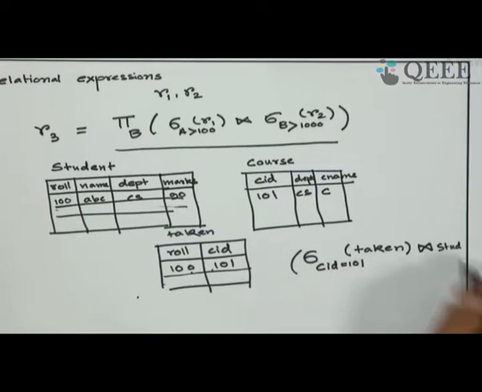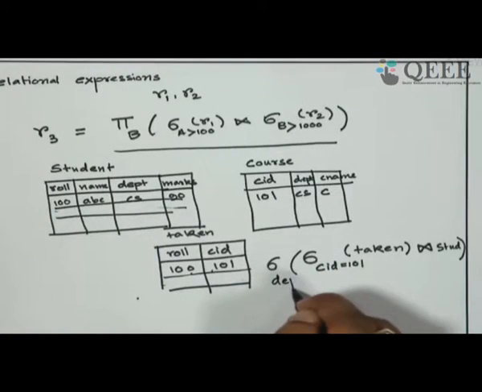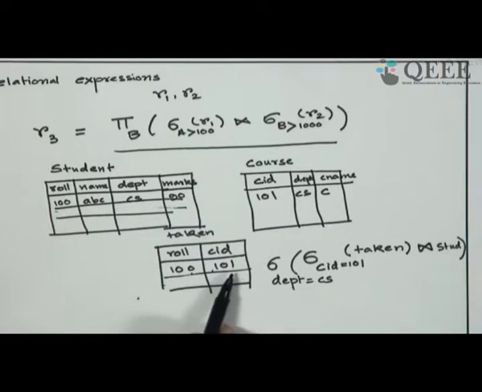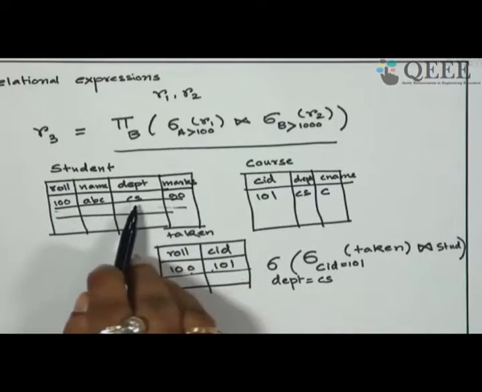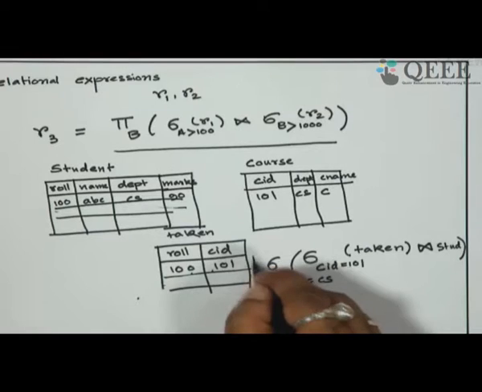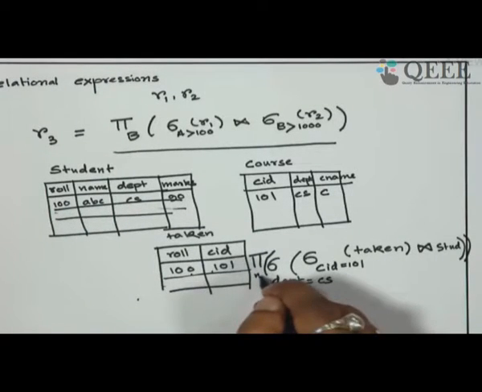I want to further find out only the students whose department equals CS, only those rows among this natural join. So basically the output of this will be all the students who have taken 101 and whose department is CS. And if I want only the name of the students, I will further project this onto only the name.